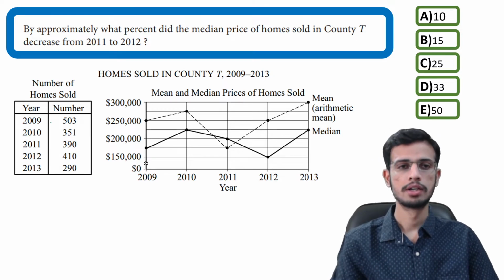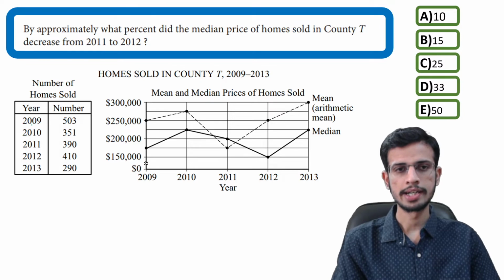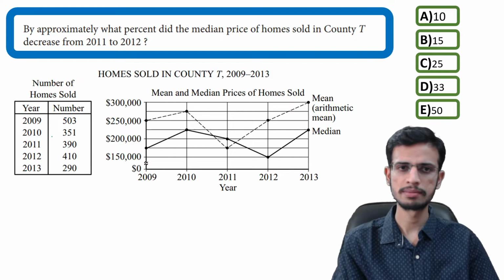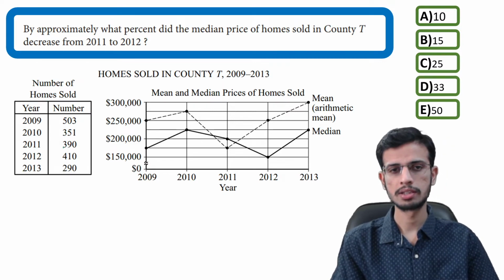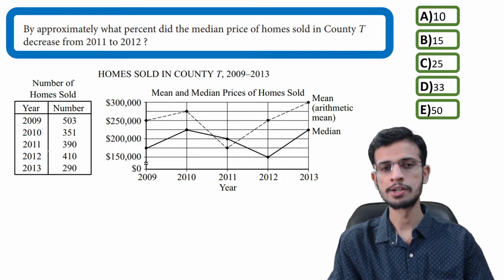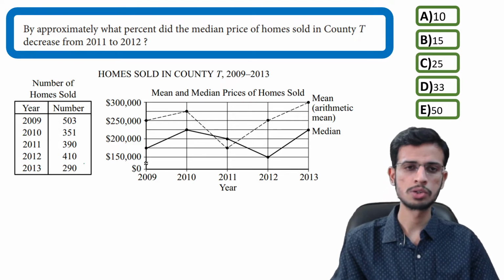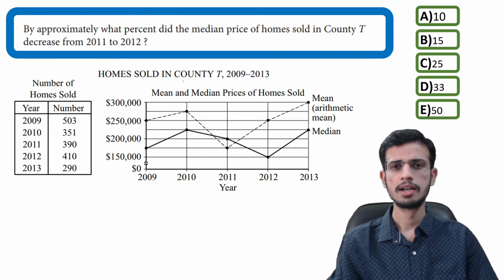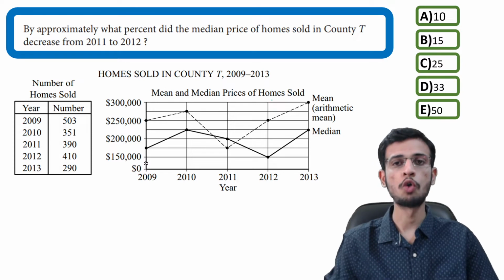Number of homes sold. In this table they have given the exact numbers. In 2009, 503 homes were sold. In 2010, 151 homes were sold. In 2011, 490 homes were sold. In 2012, 410 homes were sold. In 2013, 290 homes were sold. So this data is given to us, and in the graph they have given the mean and median prices of homes sold.